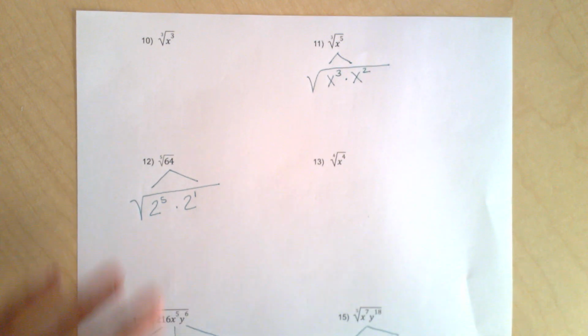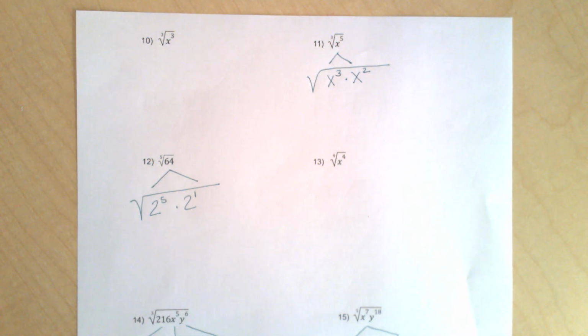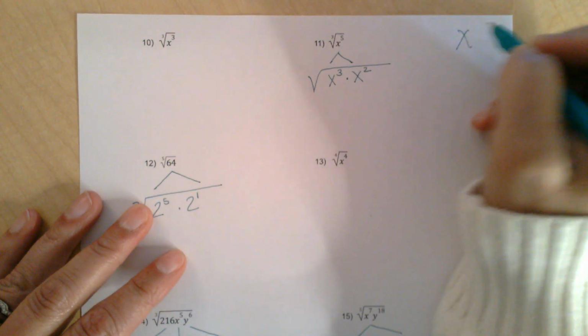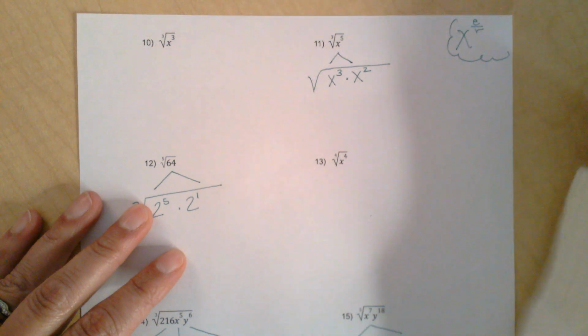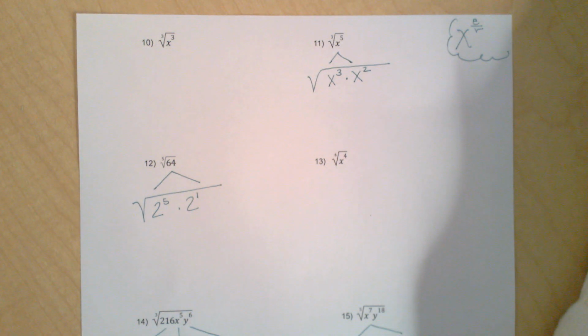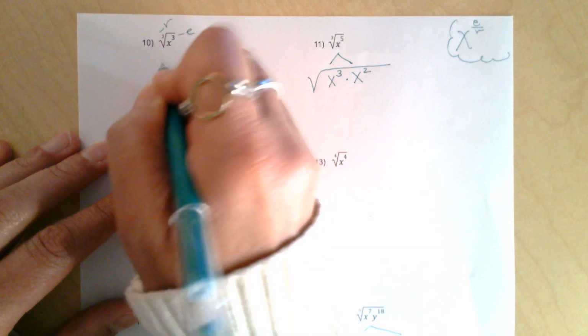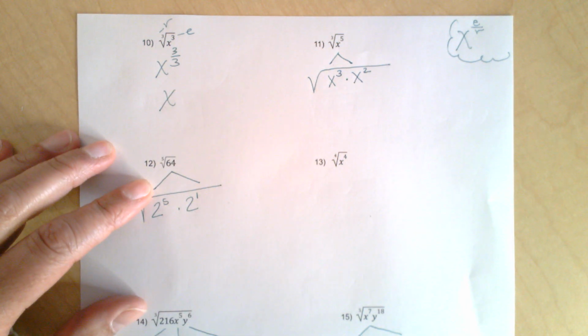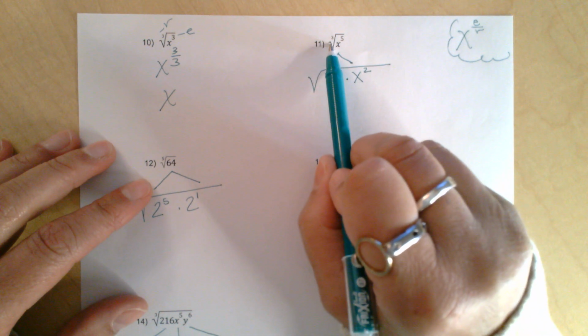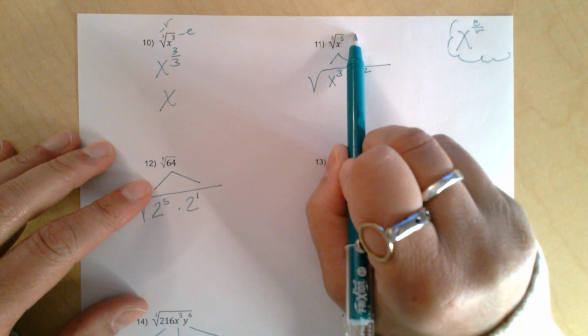Okay, number 10, we have the cube root of x cubed. I like to write on my side of paper x to the exponent over root, e over r. Here we have the exponent, here we have the root, so it's going to be x to the 3 over 3, which is x. All right, now we have the cubed root of x to the 5th.